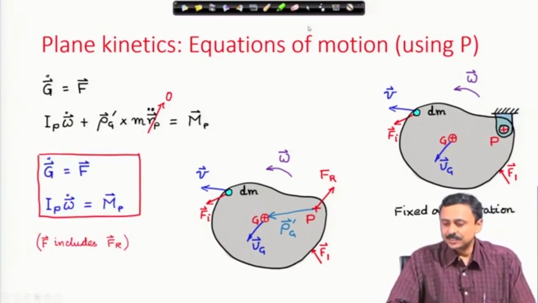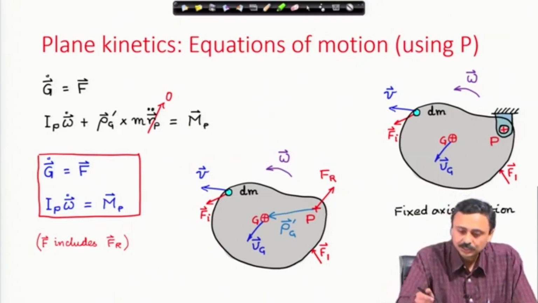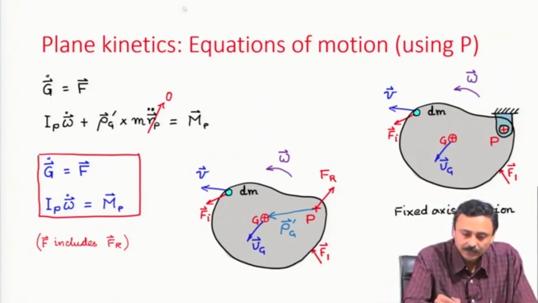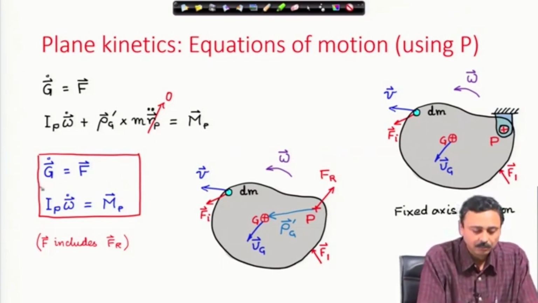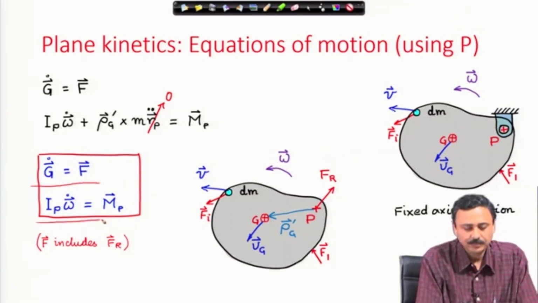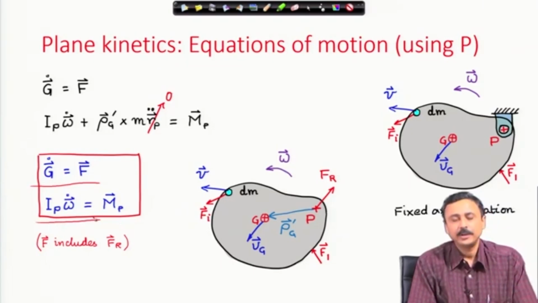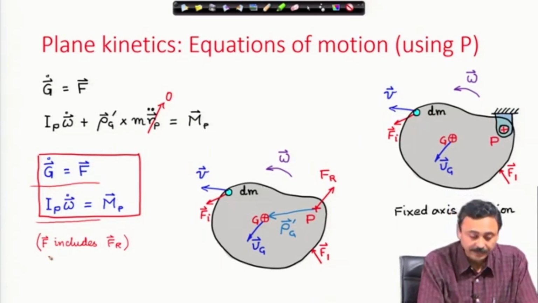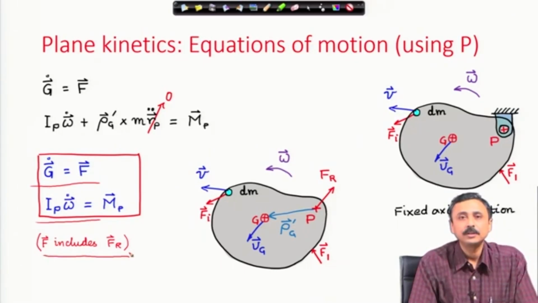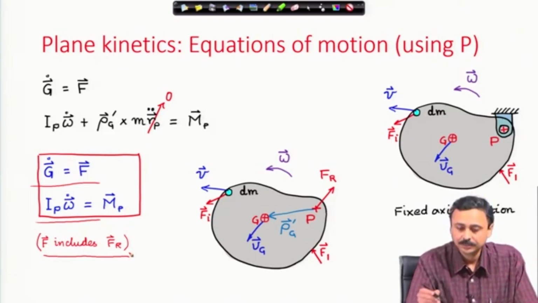Therefore, for this system where P is a point on the rigid body and it is fixed in inertial space, our equations of motion for this rigid body boils down to these two equations. H_P rel in this case is I_P times omega dot, and that must be equal to the net moment of all forces, and rate of change of linear momentum of center of mass is equal to the net force. That net force must include the reaction force at the hinge.